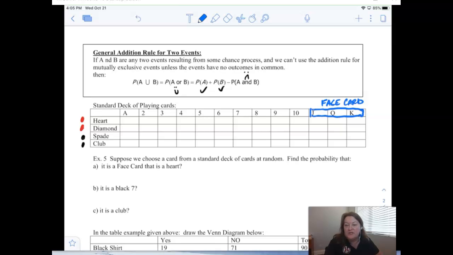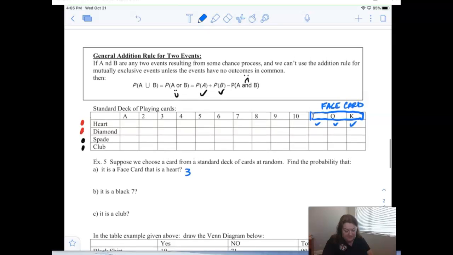All right, so suppose we choose a card from a standard deck of cards at random. Find the probability that it is a face card that is also a heart. So I could just go through and I could check them off. A face card that is a heart would be these three. Out of how many? Well, I've got to count how much this is. So this is 13 by 4. That is 52 cards. So 3 out of 52.